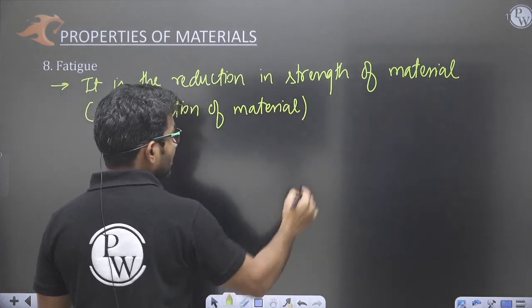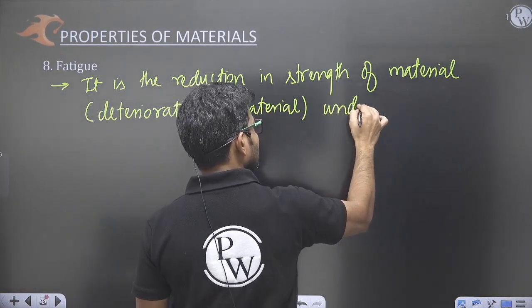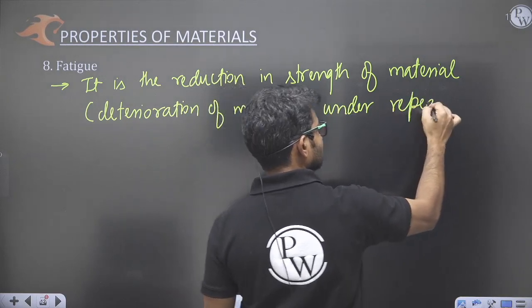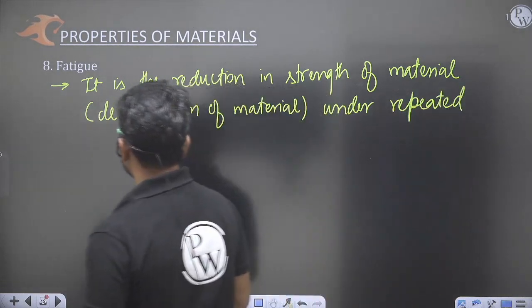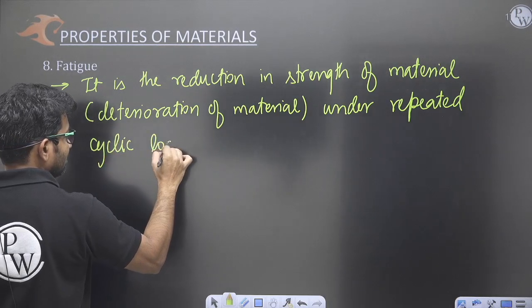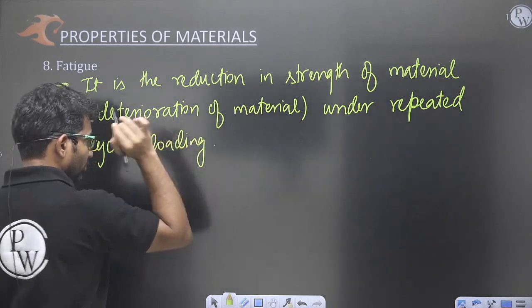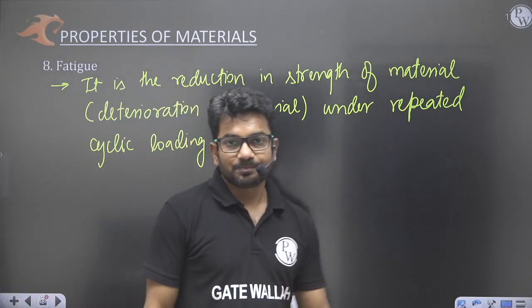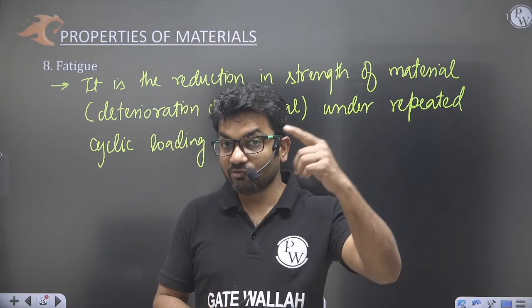So fatigue is the reduction in strength or deterioration of material under repeated cyclic loading. Okay, so if I provide, so material was initially very strong.